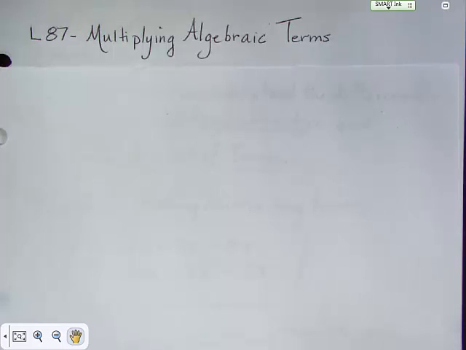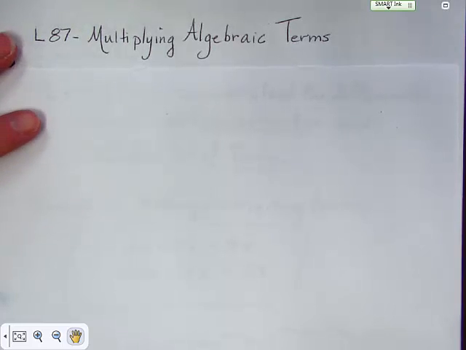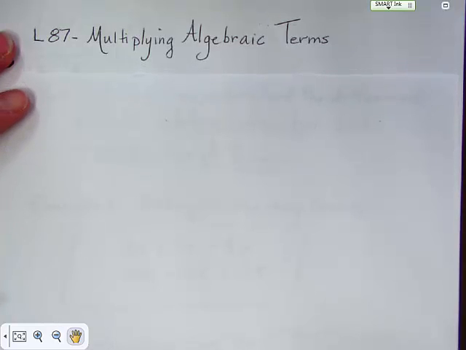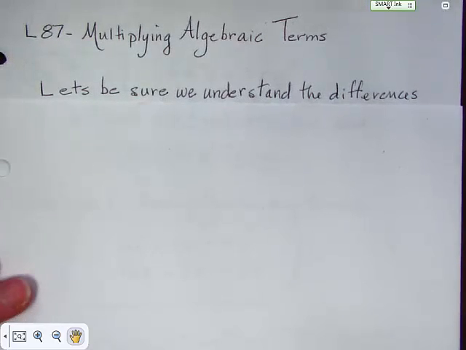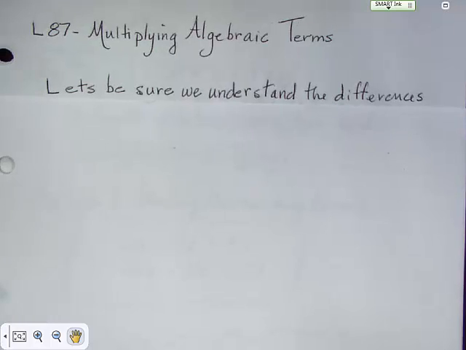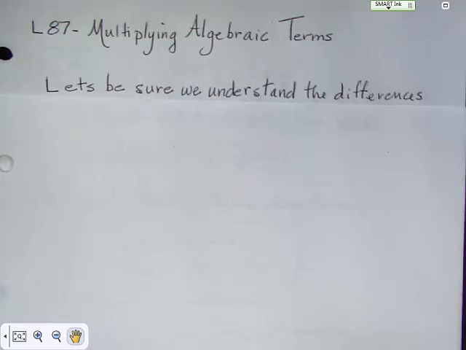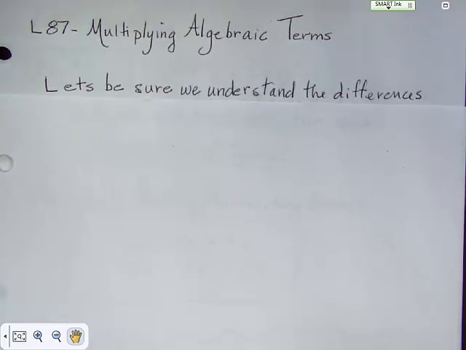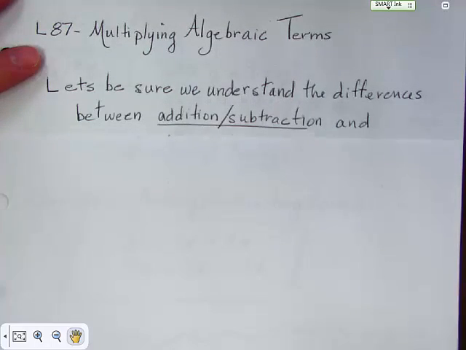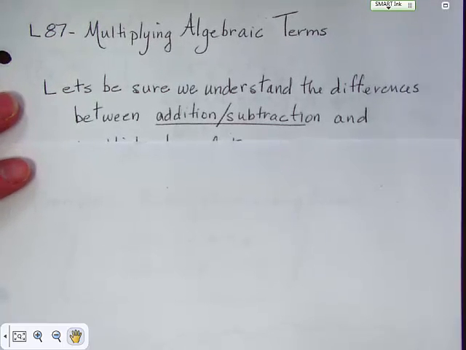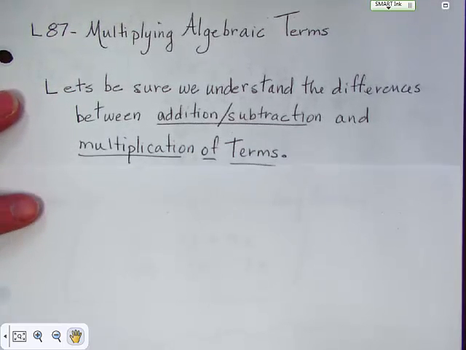Well, hi there. Today we're going to talk about multiplying algebraic terms. Multiplying algebraic terms is a little different than adding terms. Terms, remember, are either numbers or they're numbers with variables. And you can have a monomial term, which is just one term, binomial, which is two, trinomial is three, and then on from there. Let's be sure that we understand the differences between addition and subtraction of terms and multiplication of terms.